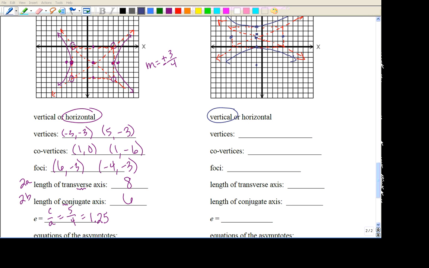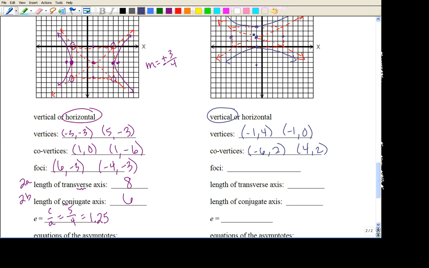So for the vertices, that's what got us from the center. We counted out to the a values. So we went up and down 2. So then that would be at the values negative 1, 4 and negative 1, 0. The co-vertices are going left and right here. So we have negative 6, 2 and 4, 2.